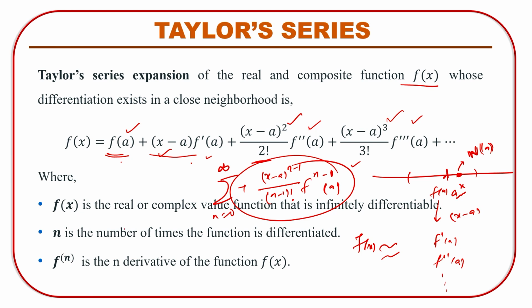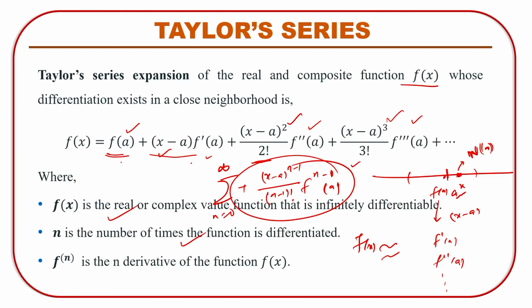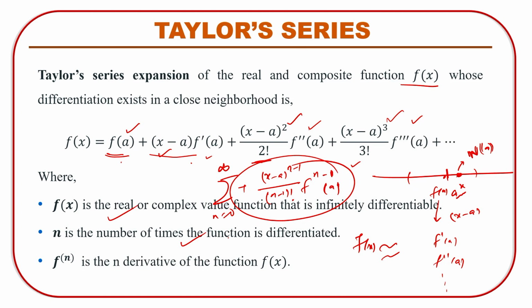Here f of x is the complex or real valued function, n is the number of times the function is differentiable, and f superscript n represents the nth derivative of the function. So, the Taylor series can be written as we discussed: the sum from n equal to 0 to infinity of (x minus a) to the power n, times f of n at a, divided by n factorial. Here I can also write it starting from n equal to 1.